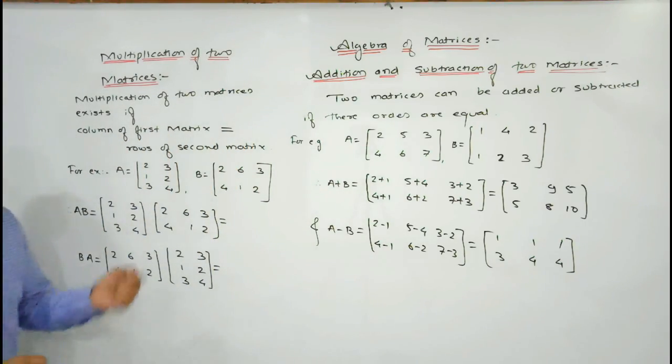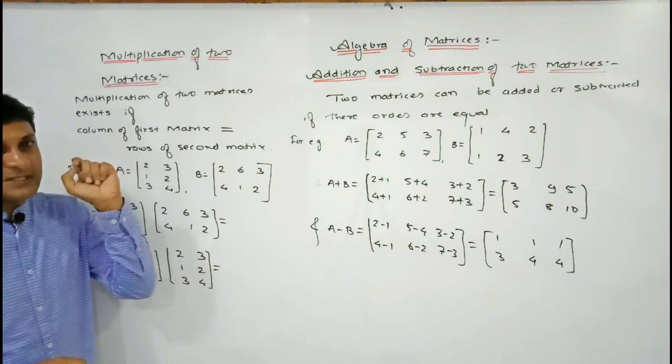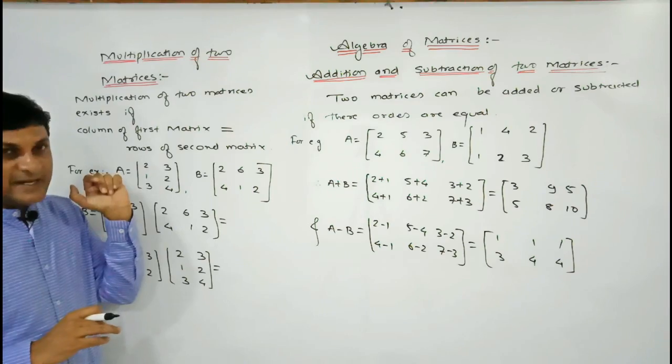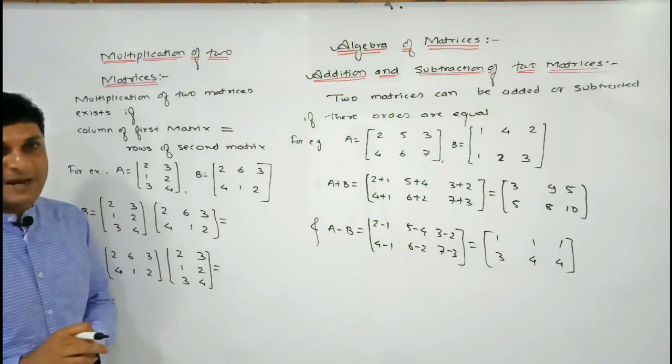Whenever we are finding the multiplication of two matrices, this multiplication exists only if the columns in the first matrix are equal to the rows of the second matrix.